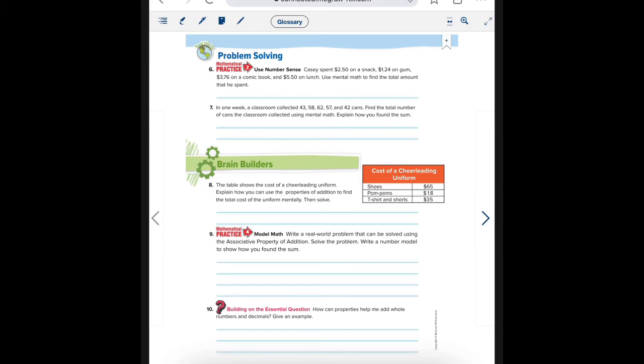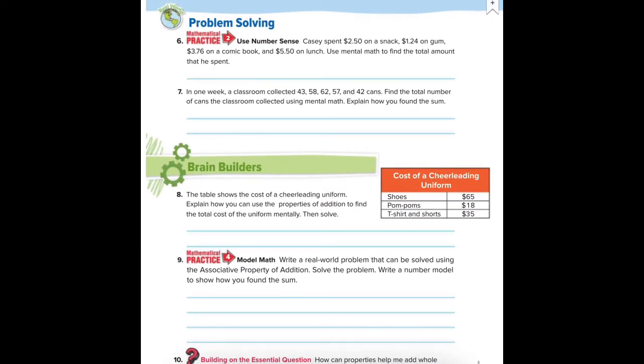Number 6. Casey spent $2.50 on a snack, $1.24 on gum, $3.76 on a comic book, and $5.50 on lunch. That's a cheap lunch. Use mental math to find the total amount that he spent. So they kind of want you to associate things that are easy to associate together. In my head, 50s are really easy to associate together.